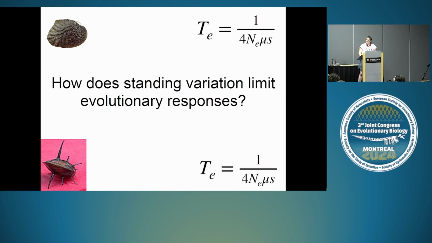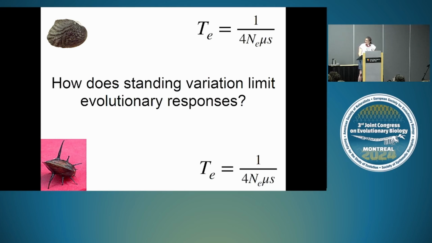The amount of time it takes to establish a deterministic selective sweep, to have a brand new mutation appear in the population and start to spread, also depends on NE. So we have shorter time scales to identify new mutations, and then once you get them, they are less likely to be affected by genetic drift in a large population compared to what happens in a small population.